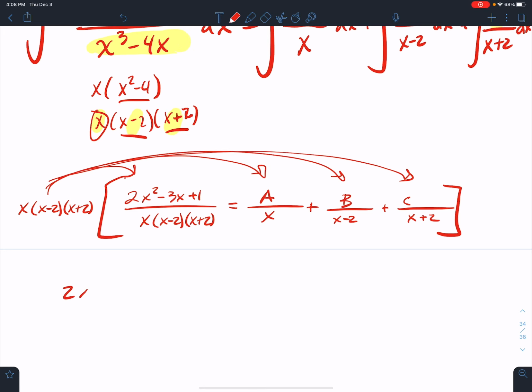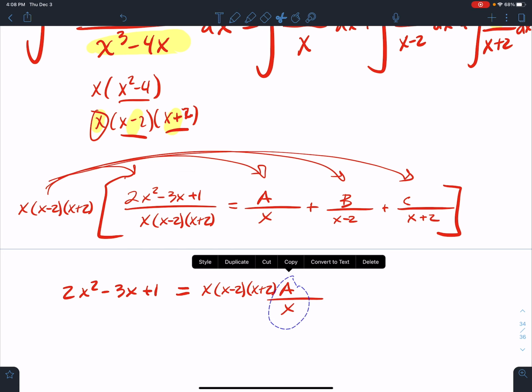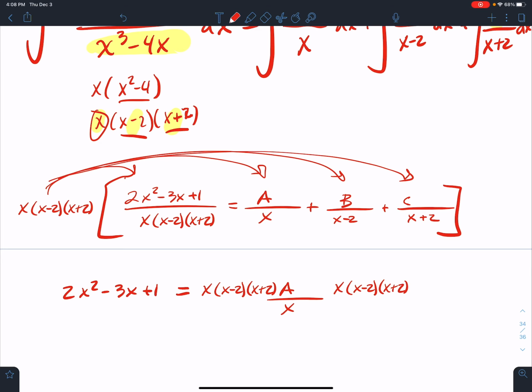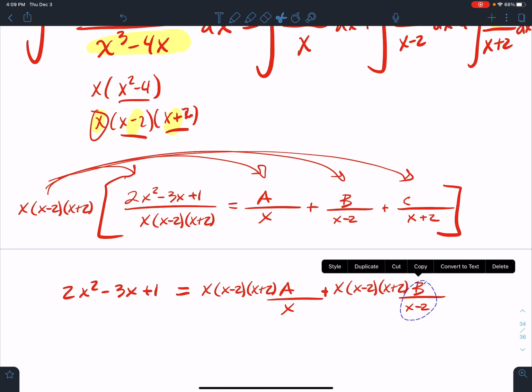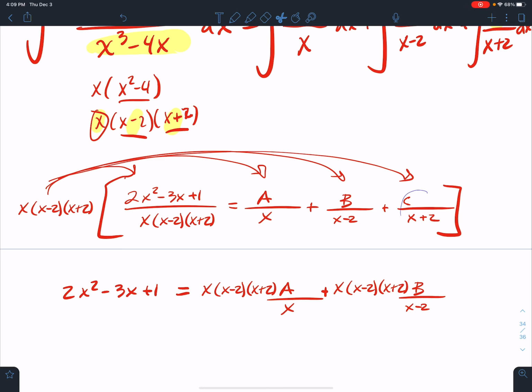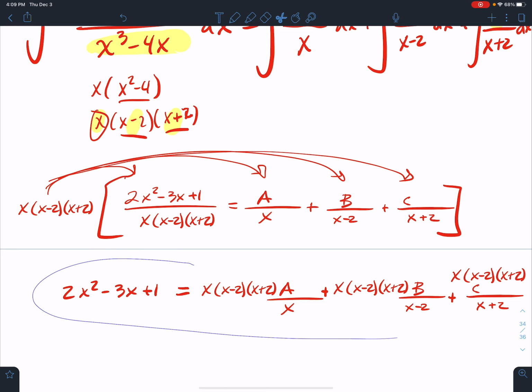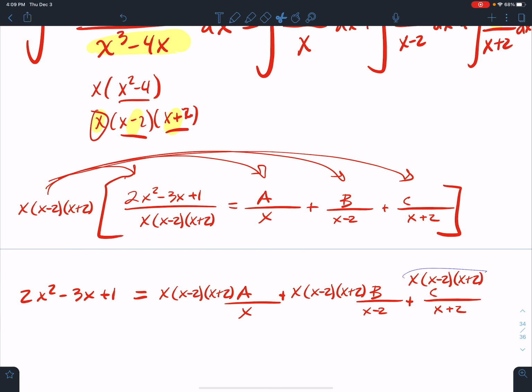Well, if I do that, I get 2x squared minus 3x plus 1 equals, well, let's see what would happen here if I multiplied this through here with that, and then multiply it again, this through here with that, and then here, multiply it through there. Kind of ran out of room a little bit. Sorry, it's a little sloppy.